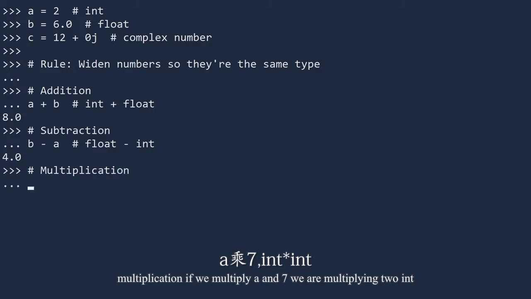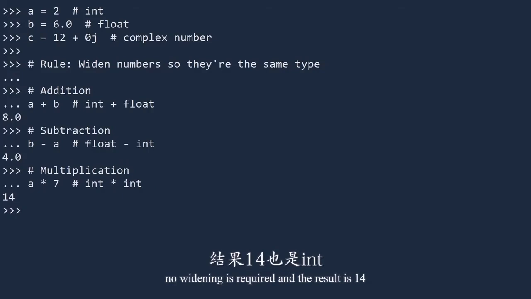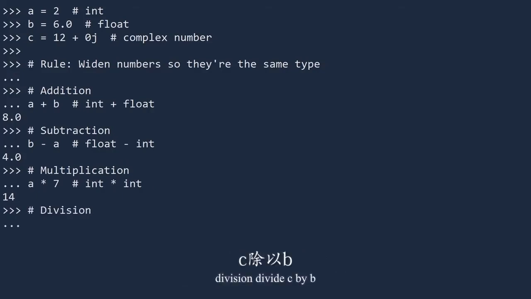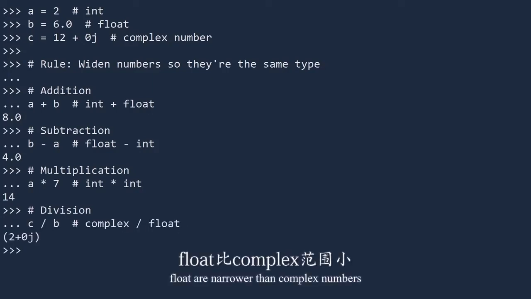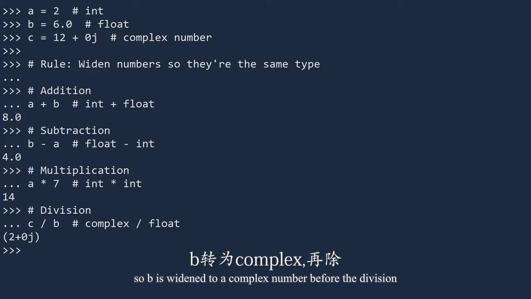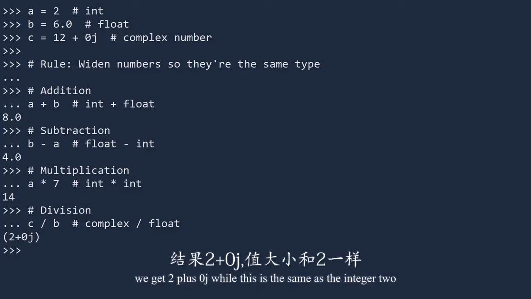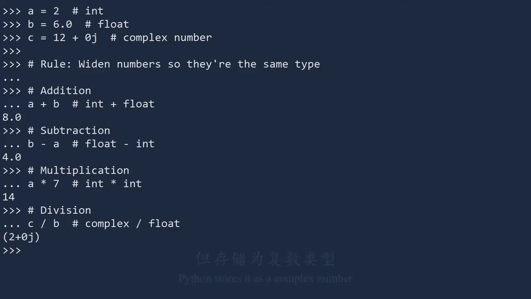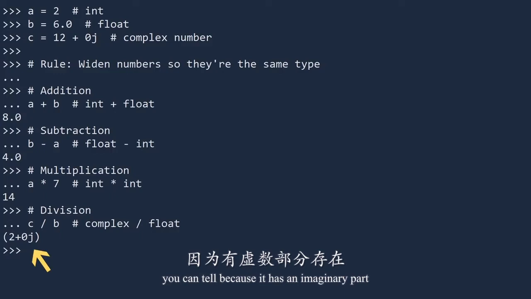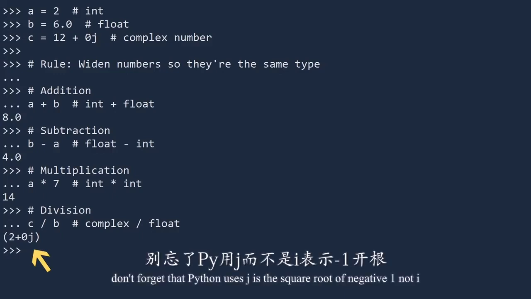Multiplication. If we multiply A and 7, we are multiplying 2 ints. No widening is required, and the result is 14. Division. Divide C by B. Floats are narrower than complex numbers, so B is widened to a complex number before the division. We get 2 plus 0j. While this is the same as the integer 2, Python stores it as a complex number. You can tell because it has an imaginary part. Don't forget that Python uses j as the square root of -1, not i.